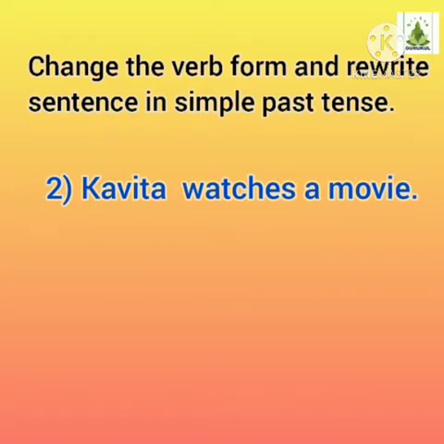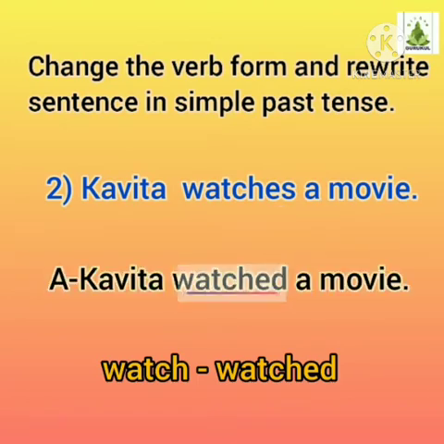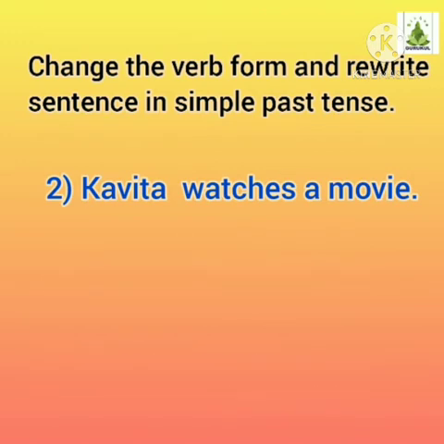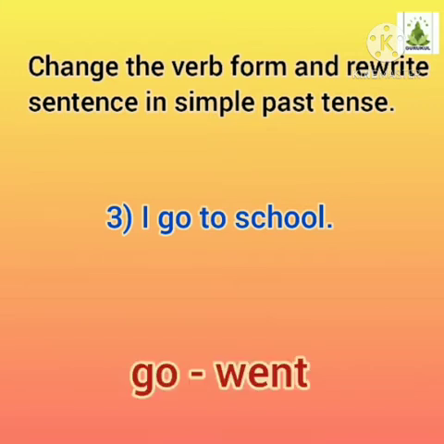Kavita watches a movie. Can you guess the verb from this sentence? Very good. Watches. Tell me how to write the past form of this verb. Very good. Add ed at the end of the verb. Answer, Kavita watched a movie. I go to school. As go is the base form of the verb, it is also an irregular verb form. So go we write in simple past tense as went. Answer, I went to school.